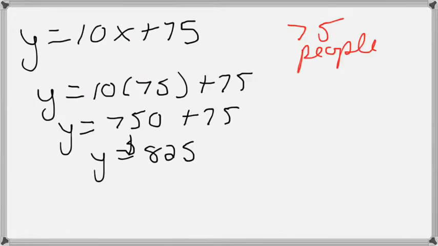And on the next one, they're telling me that I have 75 people and asking me what the cost would be. X represents people, so the 75 has to go in the x spot. 10 times 75 plus 75 is $825.